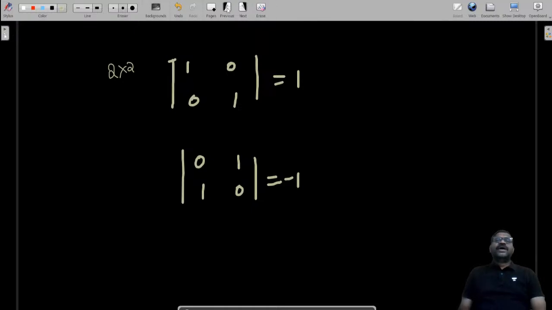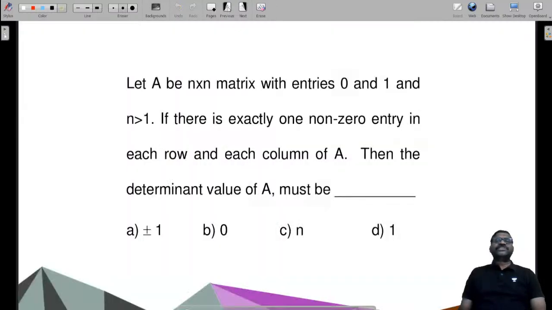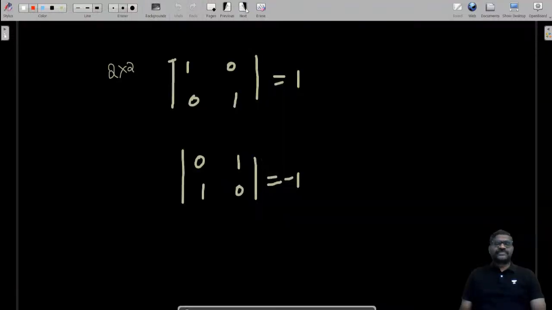So according to the given conditions, if you take exactly one non-zero entry in each row and each column of A, remaining all entries are 0, then determinant value must be either 1 or minus 1. Understood? Yeah, next problem.